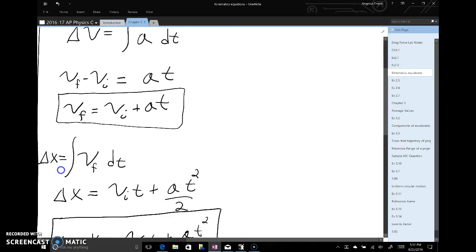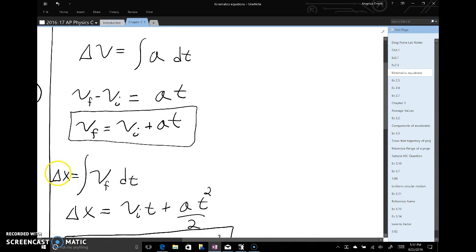We could do this again. We could say, what about the change in displacement? Well, I can find displacement is the antiderivative of velocity. So if I take the integral of velocity, I'll get the change in position.